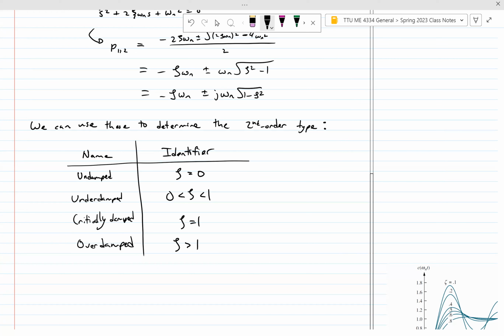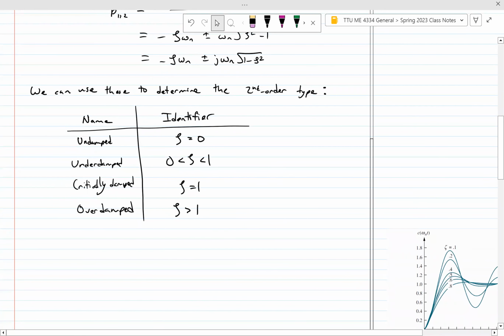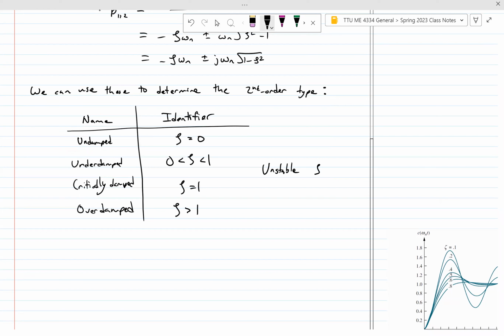Right? So it's an unstable system. We would just categorize that as unstable. We really don't deal with negative damping ratios, right? It doesn't make any physical sense. But who knows? Maybe if you design a controller very poorly, you would end up with that case. So it'd be unstable, which we're going to talk about next week.